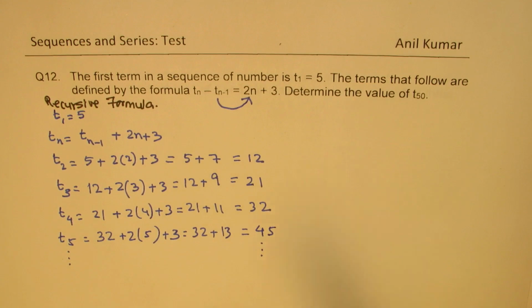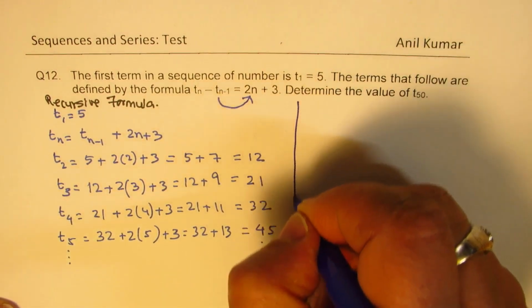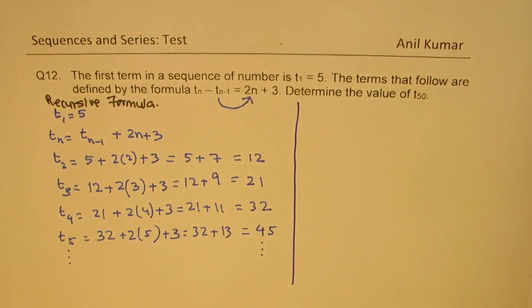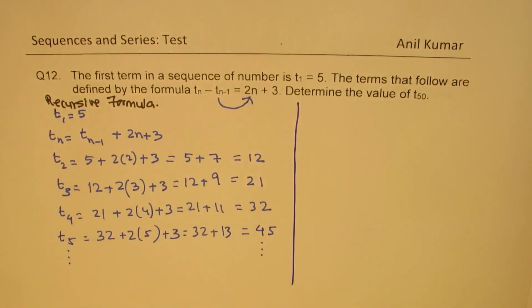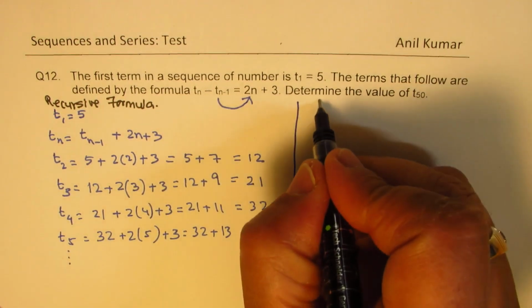Now we need to determine T50. How do we figure this out, T50? Well, we can look into the trend and then find the value. So since it is a quadratic expression, right? Since it is a quadratic expression, let's find a general term.